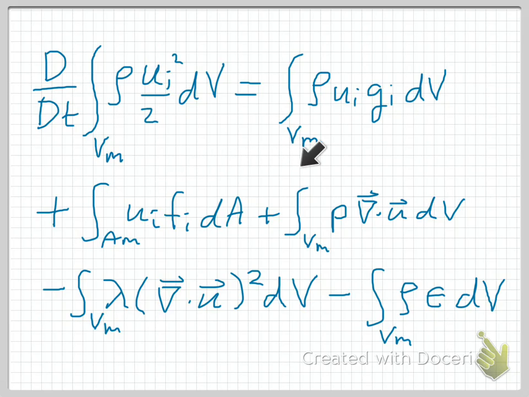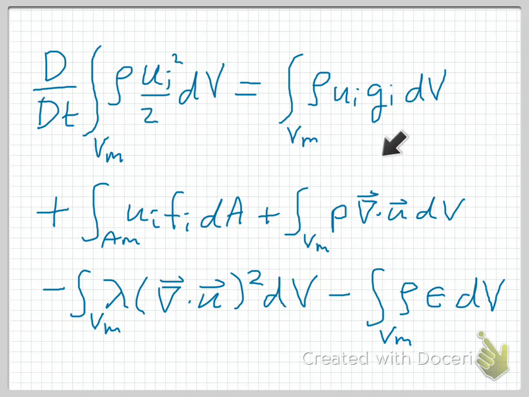The third one is the expansion work, the pressure supporting the expansion of the fluid and adding to its kinetic energy. The fourth is the loss due to second viscosity. It doesn't like the flow to either expand or contract, and if it does, it removes some kinetic energy. And the fifth is the loss due to regular friction. It's called the dissipation of kinetic energy.